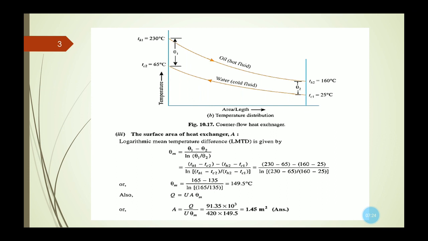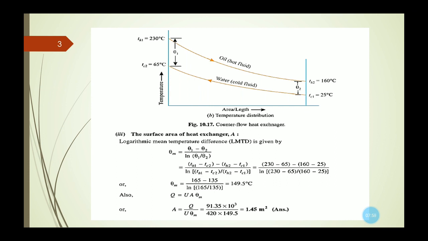Now the formula of the LMTD, that is logarithmic mean temperature difference, in case of the counterflow heat exchanger. So this is theta m equals theta 1 minus theta 2 divided by ln theta 1 by theta 2. What are these theta 1 and theta 2? This is known to us, which can be seen in this diagram also. That is, theta 1 is Th1 minus Tc2, that is the inlet temperature of the hot fluid minus the outlet temperature of the cold fluid.